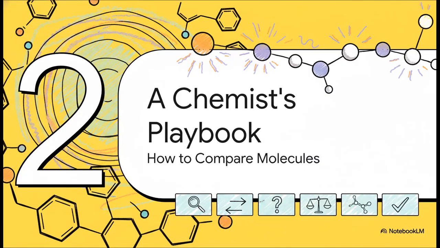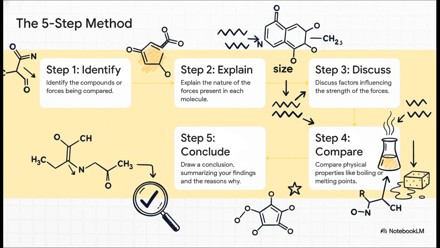Okay, so we know the forces now, but how do you actually use this knowledge, say, when you're staring down a question on an exam? Let's break down a simple chemist's 5-step playbook for comparing any two molecules. Here it is. It's a really logical flow. First, just identify the compounds you're working with. Second, explain the specific forces that are present in each one. Third, you'll talk about why one force might be stronger than the other. Is it because of the type of force, or maybe the size of the molecule? Fourth, you connect that force strength to a physical property, like its boiling point. And finally, you wrap it all up with a clear conclusion.